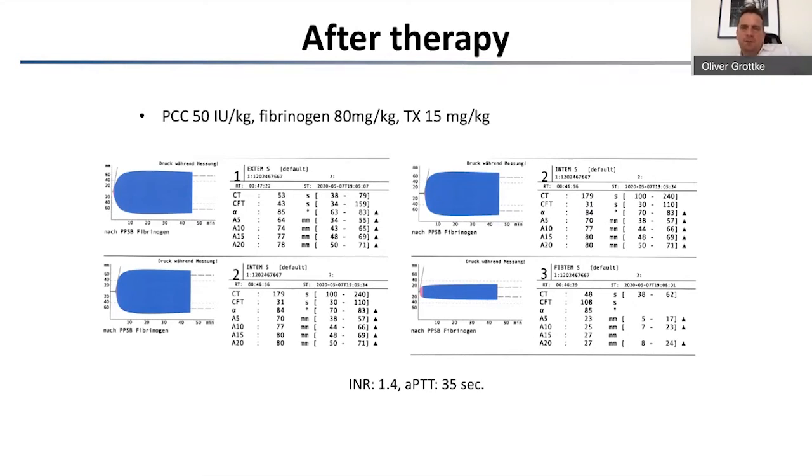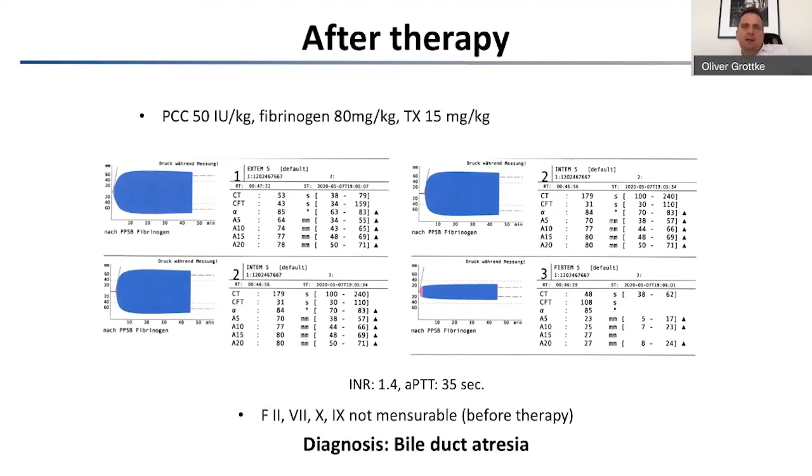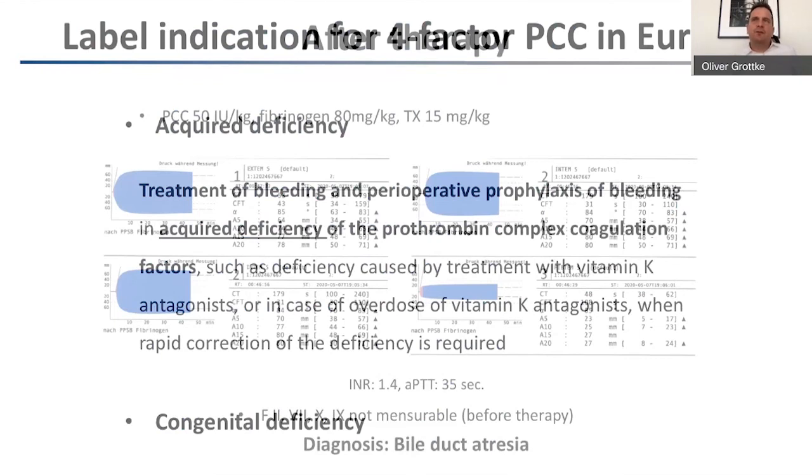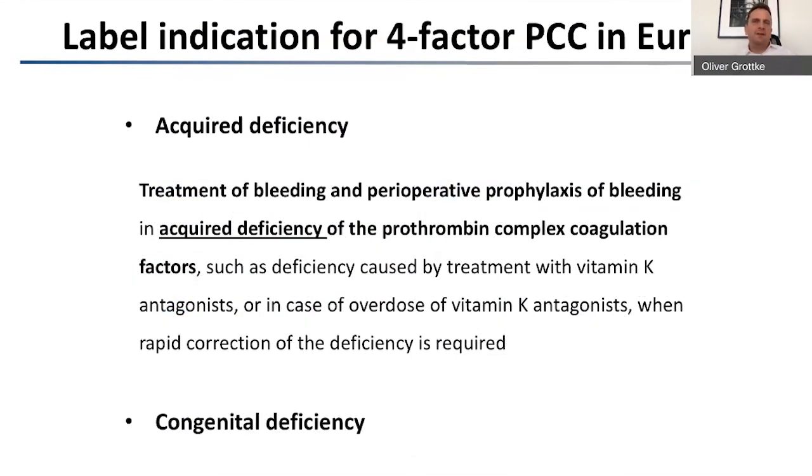Before actually putting the therapy in, I did a single factor coagulation analysis, which of course I received later. It showed that the vitamin K dependent factors were not measurable. So the problem here was that vitamin K was actually not resolved in this little one, and that's why these coagulation factors were not measurable. Again, the label indication for the four-factor PCC in Europe is acquired deficiency, for instance VKA, trauma or cardiac surgery, and of course also congenital deficiency.